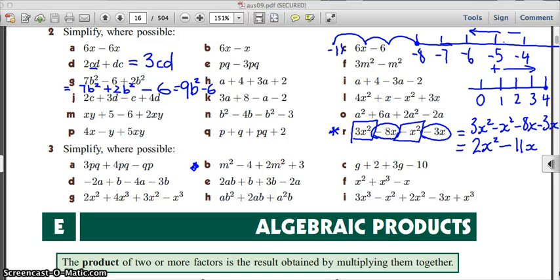Jeremy, what's some like terms here? M squared, yes. 2m squared. Good. M squared and 2m squared. And Ash, what's some other like terms there? So have a look up here. Is there any other like terms that you can identify there? Jack? Negative 4 and negative 4 and positive 3. Good. Negative 4 and the positive 3.